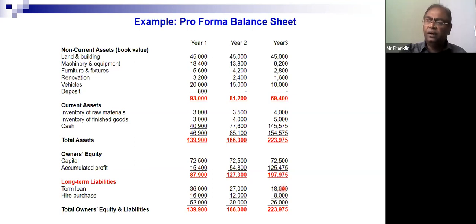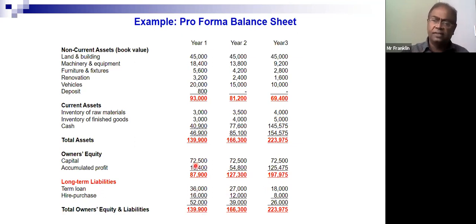Hello? Because you're paying. Yeah, you're paying. Very good. You're paying the loan, so the loan is going down. So next year, become less. Okay? So now you look and see. This 139,000 should be equal to this one plus this one. Okay, so this is the example of a balance sheet.